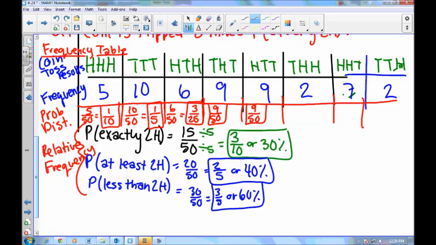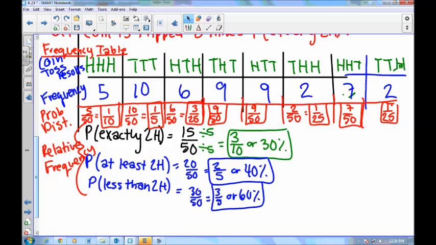Okay, Brayden, what's tails, heads, heads probability? How many times do we get tails, heads, heads? Good. Does this one simplify? They're both even, so they both divide by 2. What's 2 divided by 2? And 50 divided by 2? There you go. So that's actually the same as this one. And lastly, 7 out of 50. Okay? Relative frequency, probability distributions, and frequency table. Are there any questions?